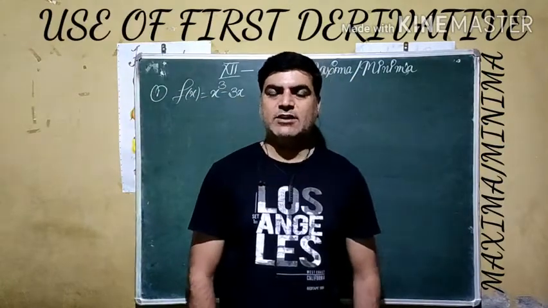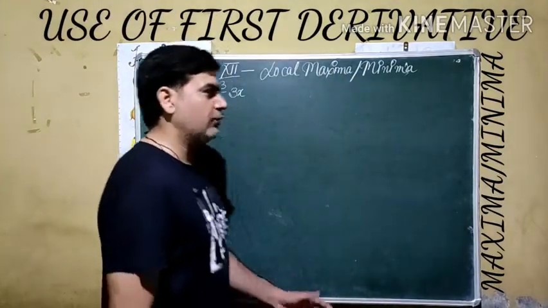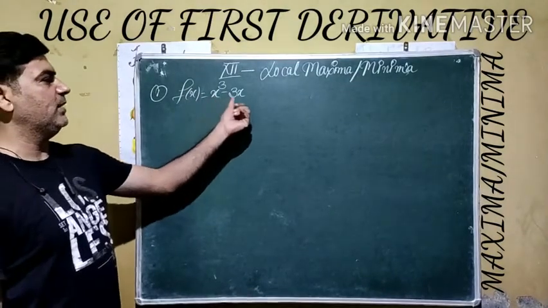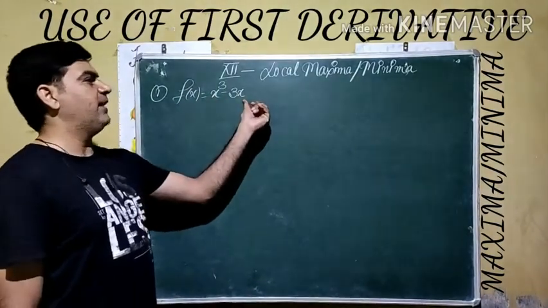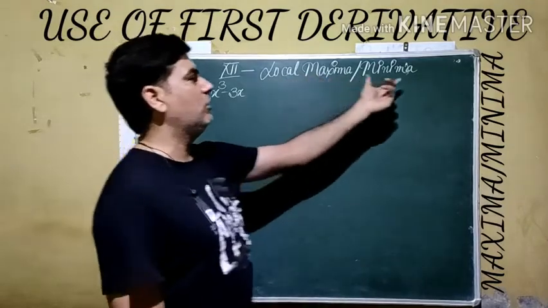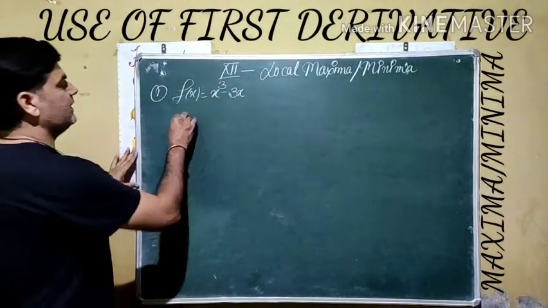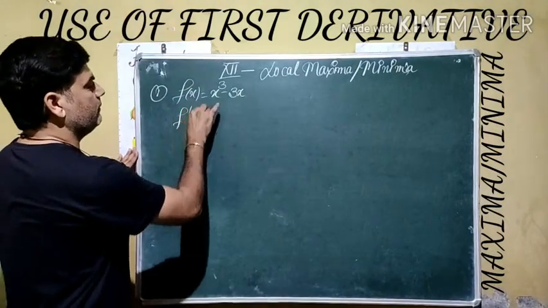As we have described the rule, after understanding the rule, we are going to apply the rule here. We are taking an example: the given function is x cube minus 3x, where we have to identify the local maxima or local minima, at what point it gives a value. Our first step is to take the first derivative of the function.